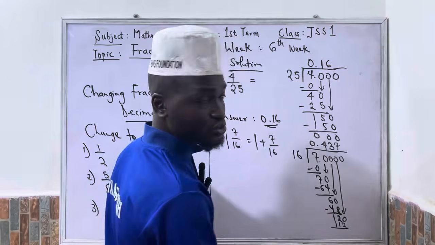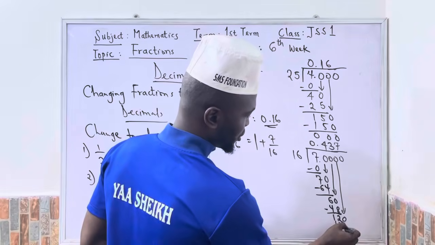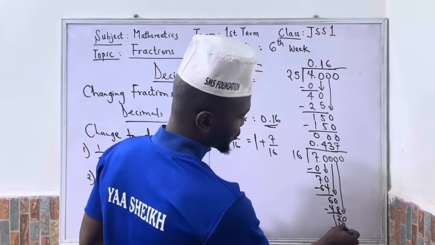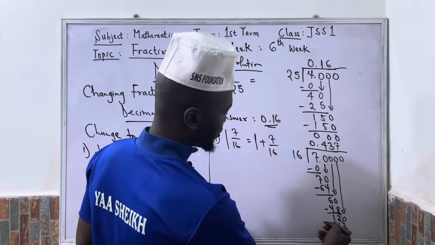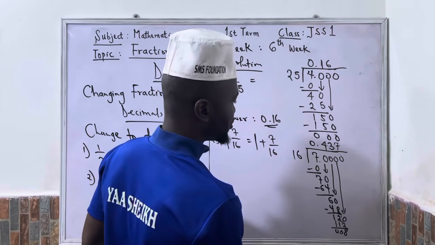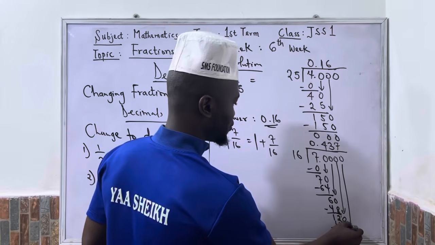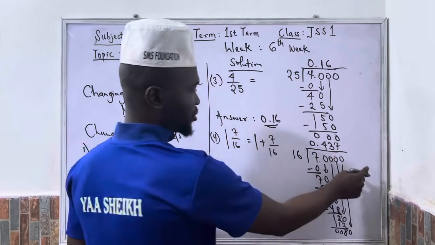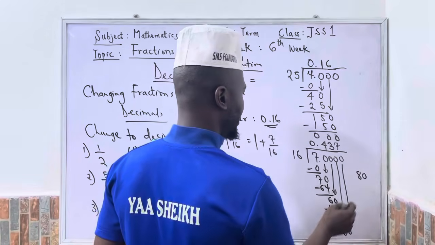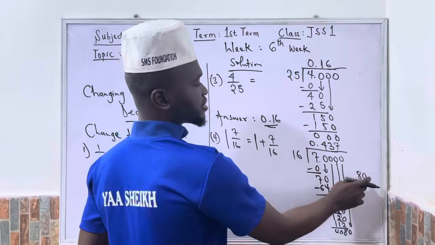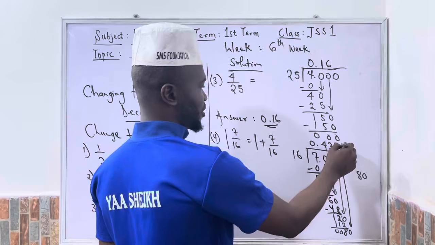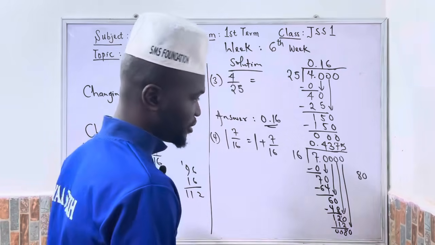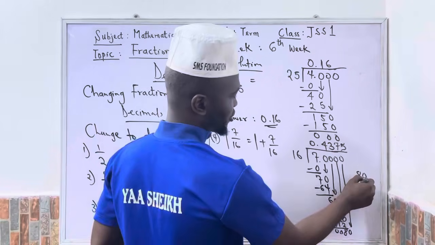Let's subtract 120 minus 112. So this will be 8. Bring down the next 0. This will be 80. How many 16 can I get from 80? That will give me just 5. 16 times 5 is 80.